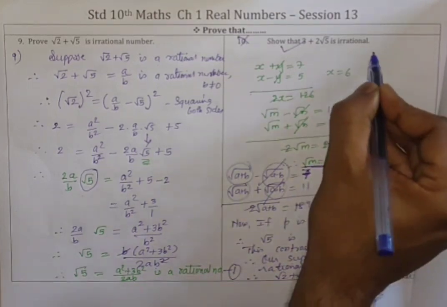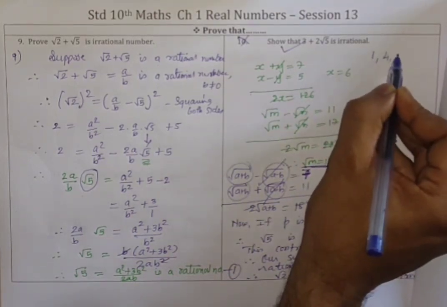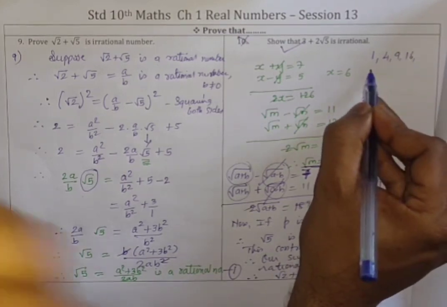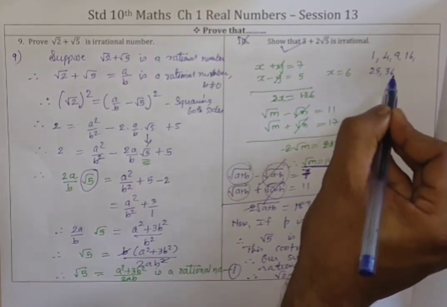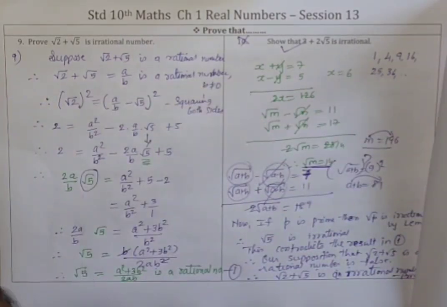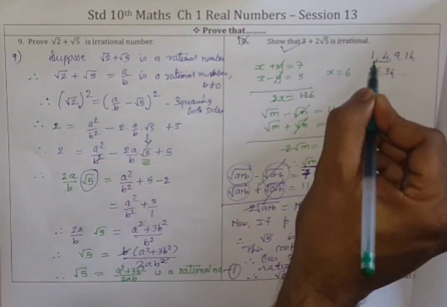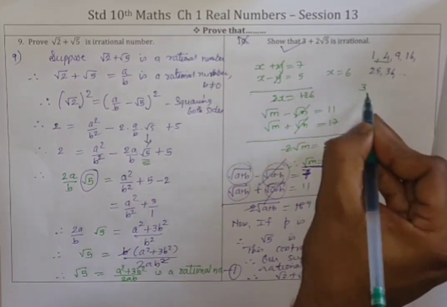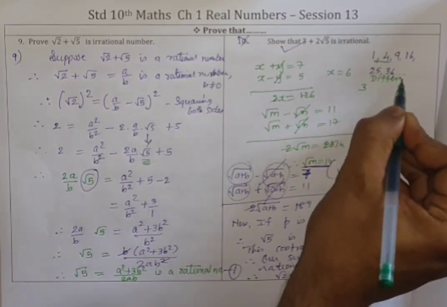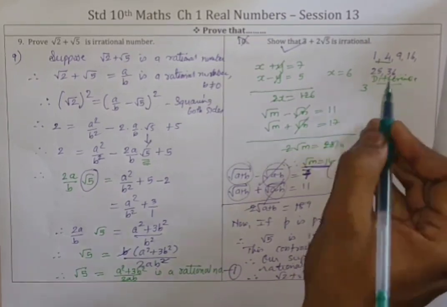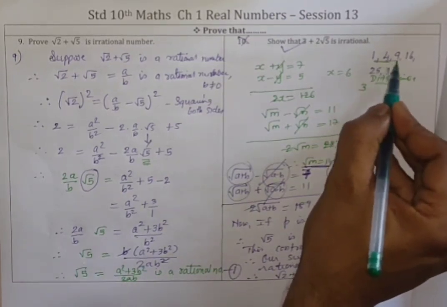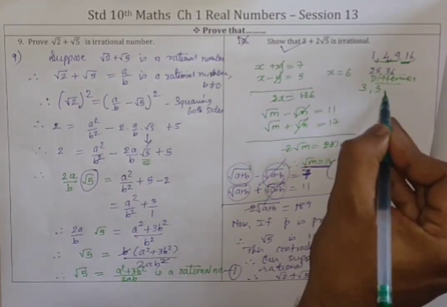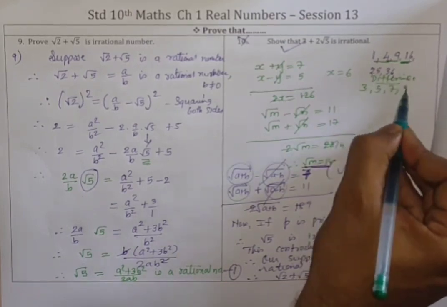Now the perfect square numbers are 1, 4, 9, 16, 25, 36 and so on. These are perfect square numbers. Select the two smallest perfect square numbers and look at the difference. 4 minus 1, the difference is 3. Difference is 3, children. Then take the next two: difference is 5. Next two: difference is 7. Next two: difference is 9.